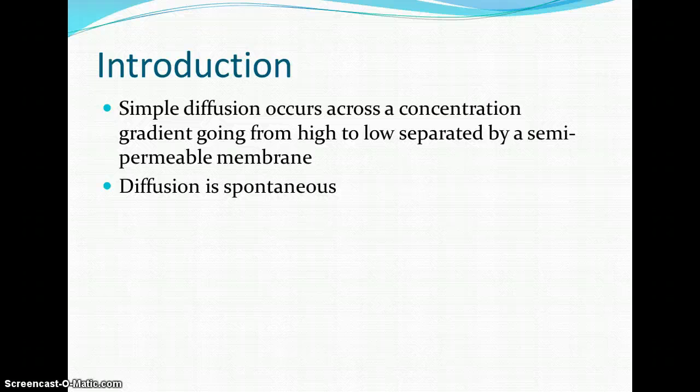So simple diffusion occurs across a concentration gradient going from high to low, and it's separated by a semi-permeable membrane. An example of this would be a sodium ion moving from a high concentration to a low concentration in order to reach equilibrium on both sides of the membrane. Diffusion like this is spontaneous, which basically means that it doesn't need ATP, and it's a form of passive transport.